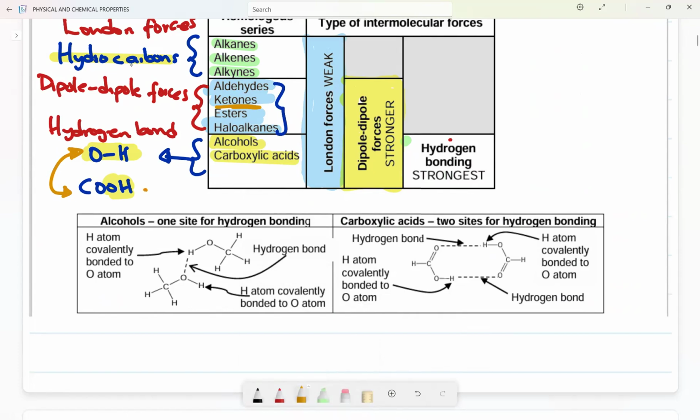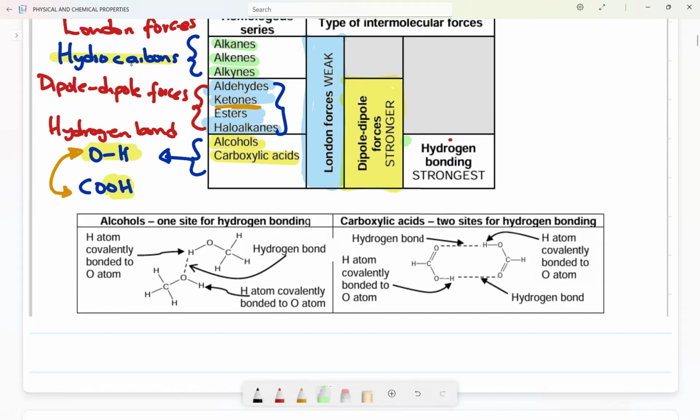Why? We're going to say carboxylic acid has 2 sides. Let me look at the structure. We are now trying to compare between alcohol and carboxylic acid. Which one has a stronger hydrogen bond? So can you see here?